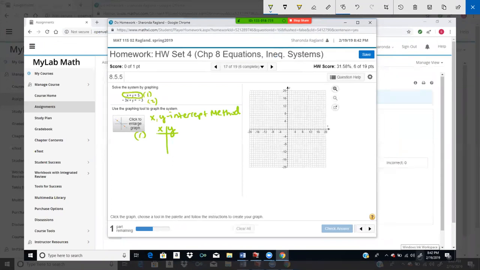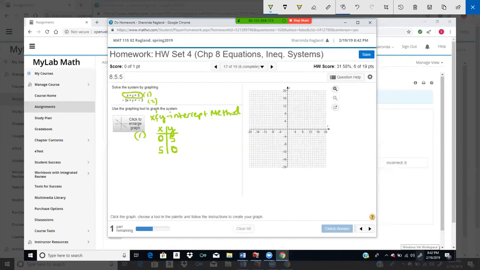But we're going to use the x and y intercepts. So if we let x be 0, then 0 plus something equals 5, so we know that y has to be 5. And then if you put 0 for y, then x is 5. So we have 2 points already for that one.